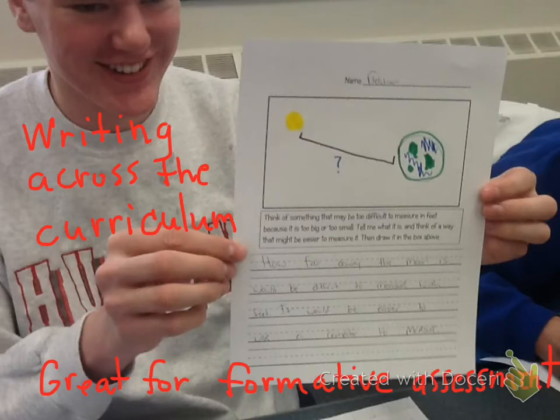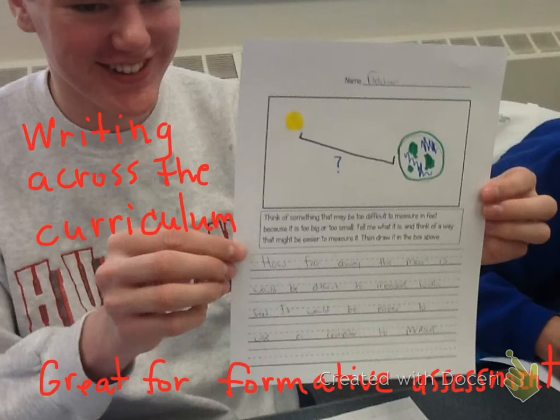I saw writing across the curriculum. This was a great activity where at the end of the lesson the students were asked to think of something that might be too difficult to measure in feet because it is either too big or too small, and then draw a picture of that and think of a way it might be easier to measure it, draw a picture, explain it at the bottom.